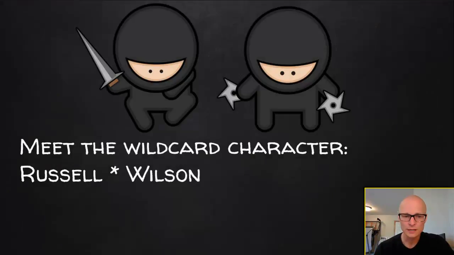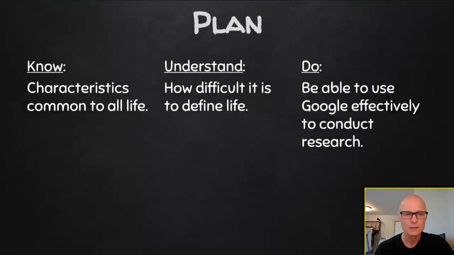Our Google Ninja skill of the day is the asterisk, the symbol on the 8 key, the wildcard character, which will attempt to fill in any missing information in the series when you search.